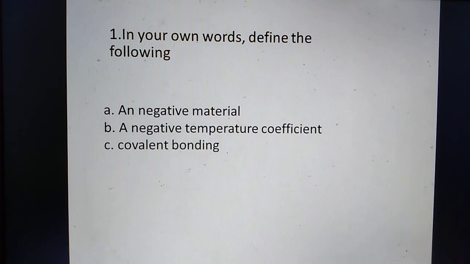Good afternoon, ma'am. I am here to discuss the different types of circuits. Number one, in your own words, define the following.